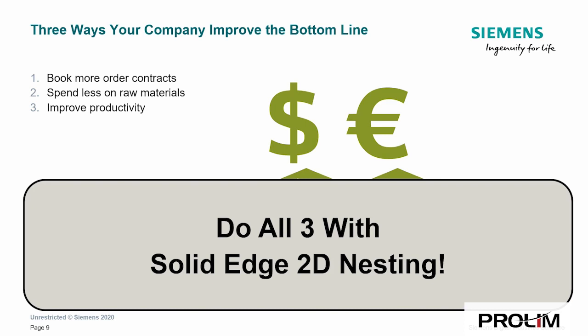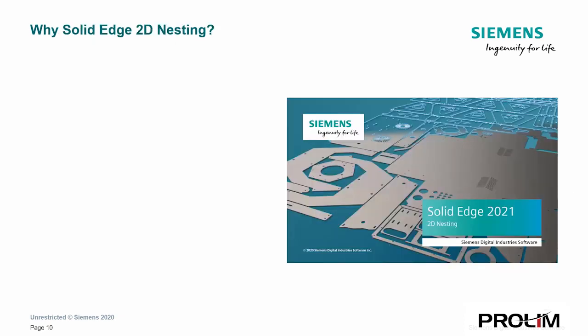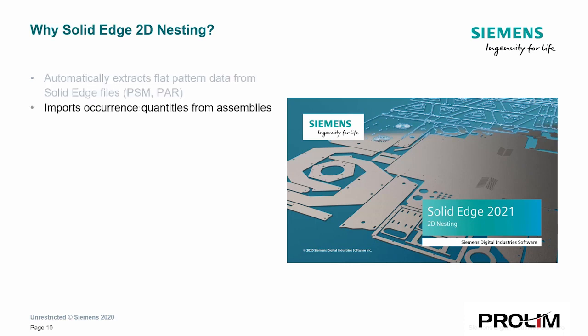Let's explore how. First, let's talk about the benefits of Solid Edge 2D nesting. It will automatically extract flat pattern data from Solid Edge files, saving you the time and effort of manually saving DXF files. It will also import the occurrence quantities from assemblies, meaning that you don't have to worry about finding out how many of a particular item are in an assembly, because Solid Edge 2D nesting will do that for you automatically.